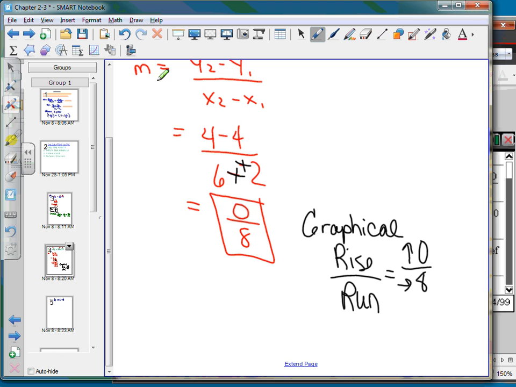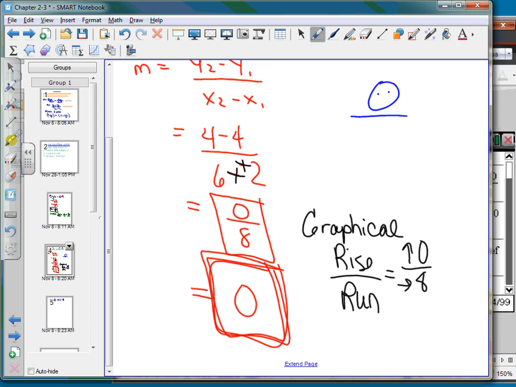Now, what is 0 divided by 8? 0. For those of you who are not certain, think of this. 0 in the numerator is happy. 0 in the denominator is the demon denominator. Okay? 0 is unhappy in the denominator. It cannot be down there. But it's allowed to be in the numerator. So it's the value of 0. Do we understand that?